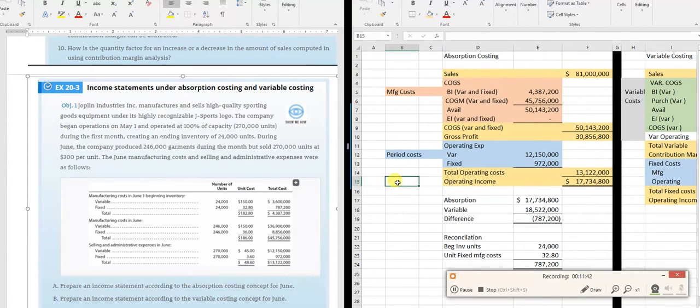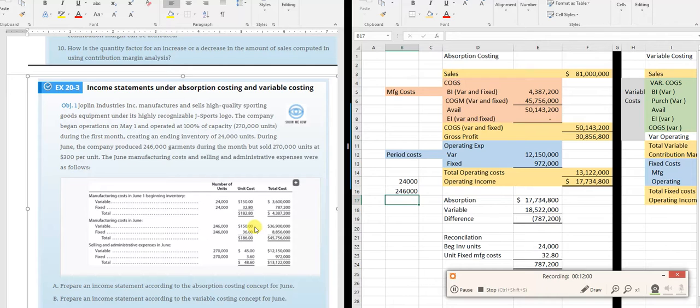Okay, so the first thing I'm going to do is get control of my units. I have 24,000 units that I had in beginning inventory, and then I made 246,000 units. Okay, this 150 and this 150, it's just coincidental that they're the same.